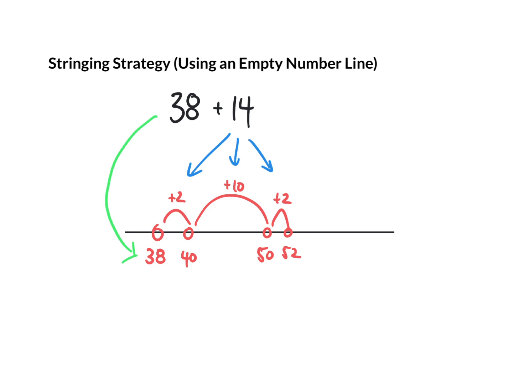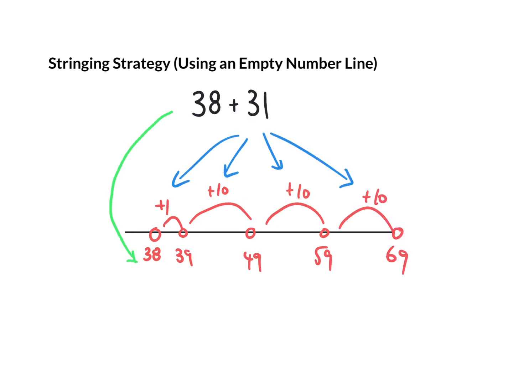Let's look at another example. Once again, we start with our largest number, 38. I know I can break 14 into 2, 10, and 2. So this is how I string the numbers together. 38 plus 2 is 40, so that's my closest tens number. And then I add another 10, and I get to 50. And then what's remaining is 2. So I add 2 more, I get to 52. 38 plus 14 is 52.